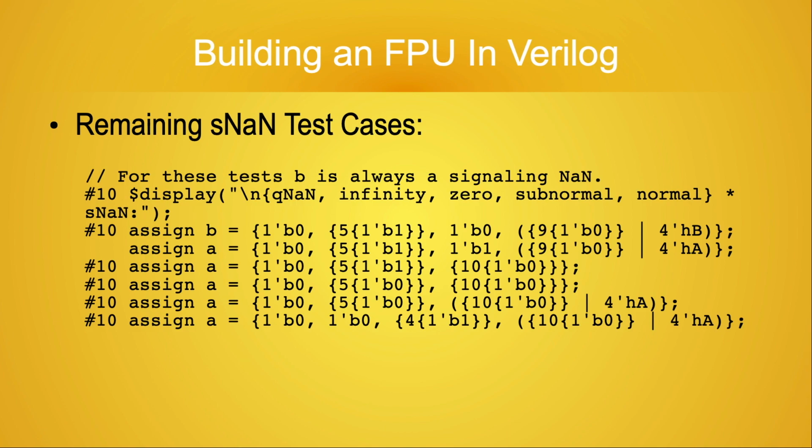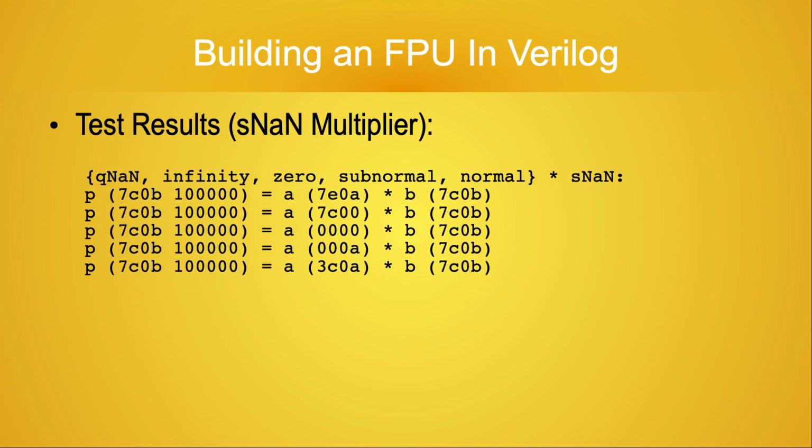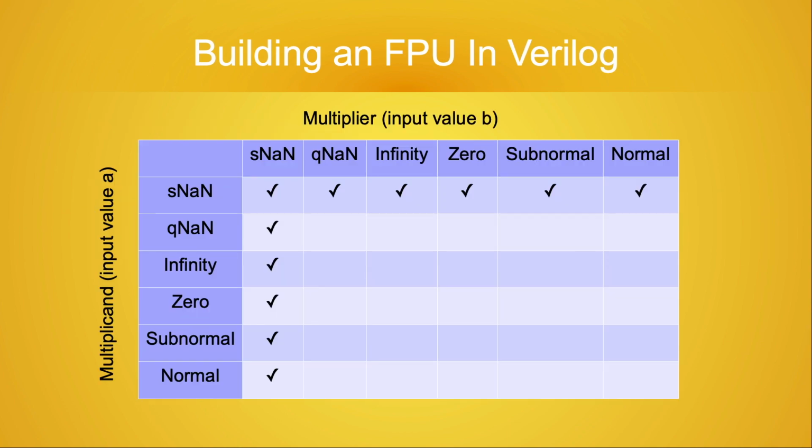Remember that we've already tested the case where both the multiplicand and the multiplier are signaling NaNs, so there's no need to test it again here. For these 5 test cases, we should always get the return value hexadecimal 7C0B, and we do. Since we're done with all the signaling NaN cases, we only have 9 test cases left to finish testing quiet NaNs.